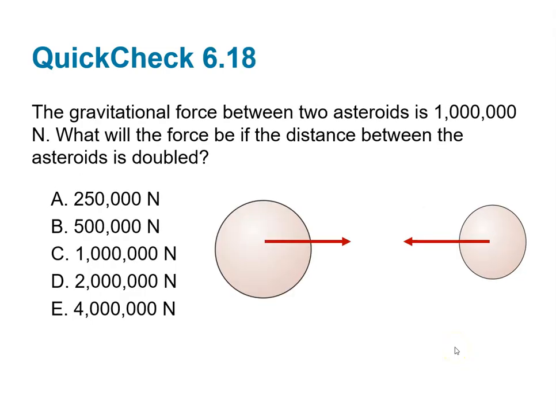Okay, the gravitational force between 2 asteroids is 1 million newtons. What will the force be if the distance between the asteroids is doubled? So we know this is an inverse square law, meaning that it depends on 1 over the distance squared. So if you double the distance, that's going to be 1 over 2 squared, or 1/4. So that's going to reduce the force by 1/4. You're going to have 1/4 of the force, or 215,000 newtons.